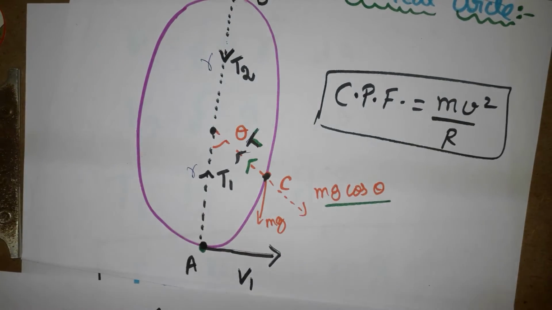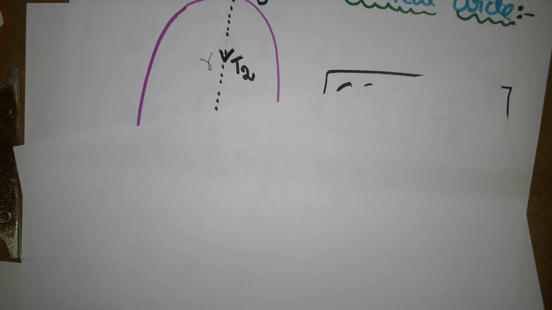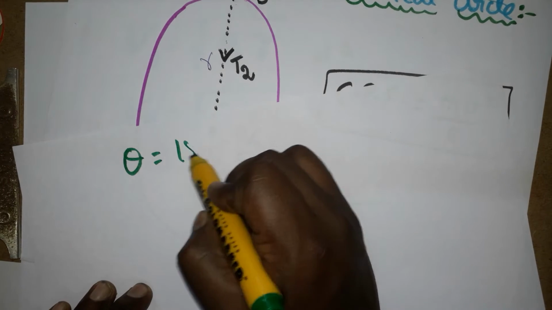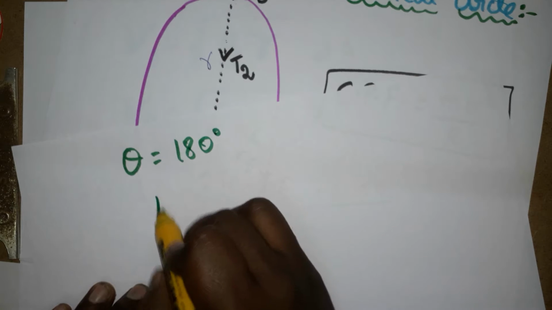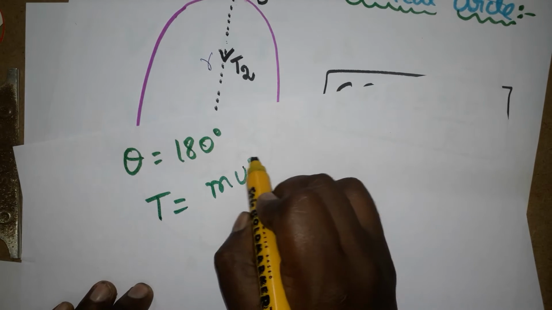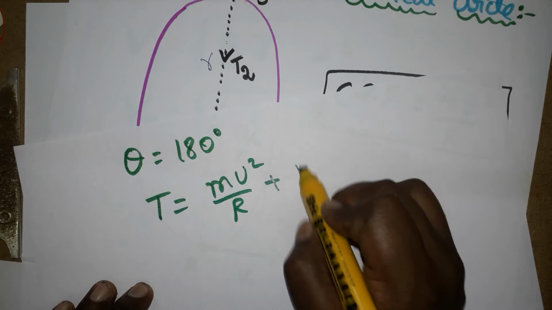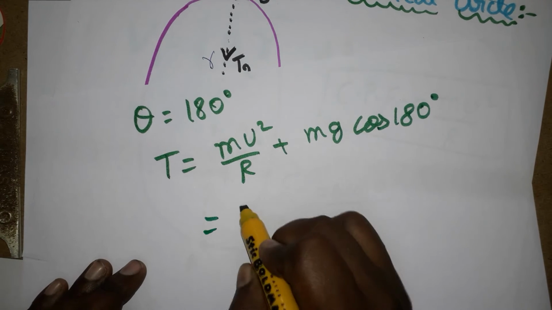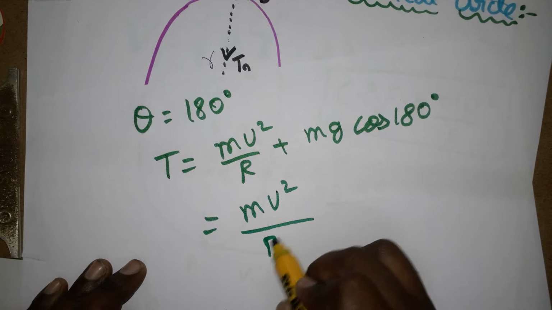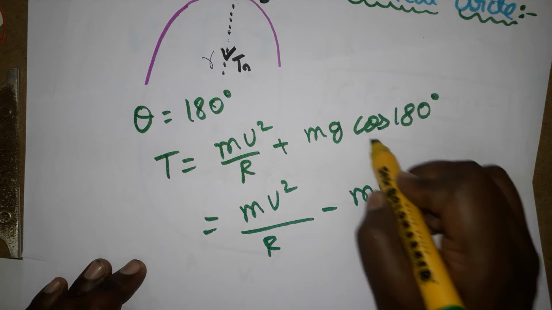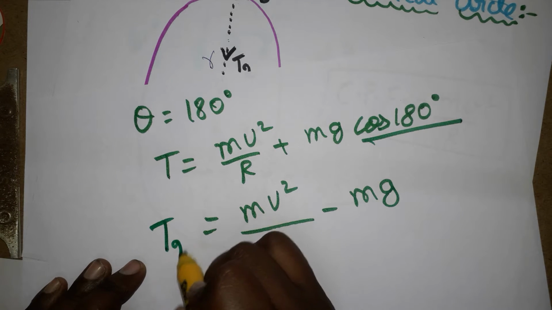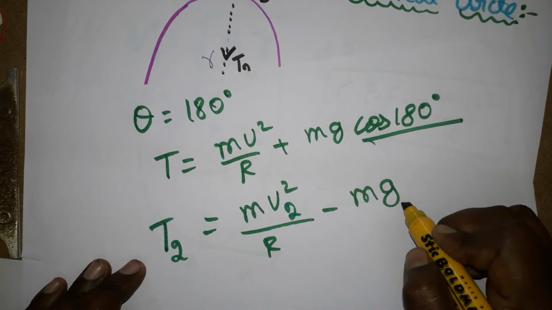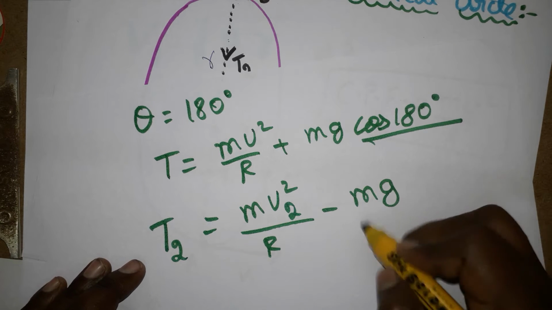So, the next case, theta will be 180 degree. So, tension is equal to mv square divided by r plus mg cos 180. Cos 180 is going to be minus 1. So, mv square divided by r minus mg, because cos 180 is going to be minus 1. It's going to be T2 tension. It's going to be v2 velocity. And this point we take as negative.